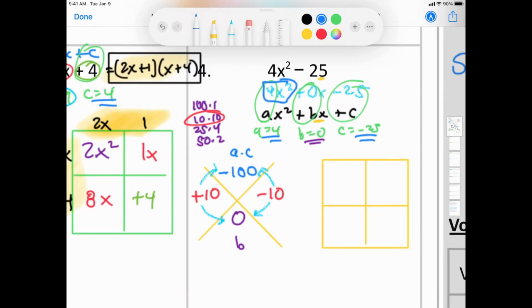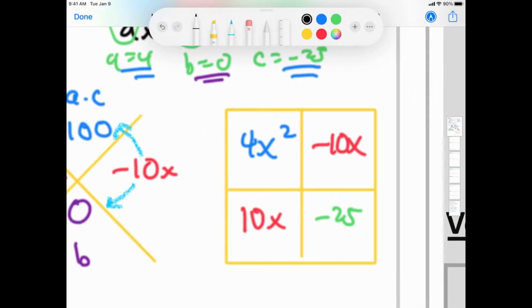Okay, the a always goes up here, so 4x squared. The red one is our b value. So you'll notice that 10x and negative 10x is equal to 0x. And negative 25 is my c value, always goes in the bottom right, always. Okay, here now, we're just going to take out the greatest common factor of each row. A row goes left and right, so this would be 2x. Down here, this would be a 5. In the column, it would be 2x, and this one would be a negative 5.